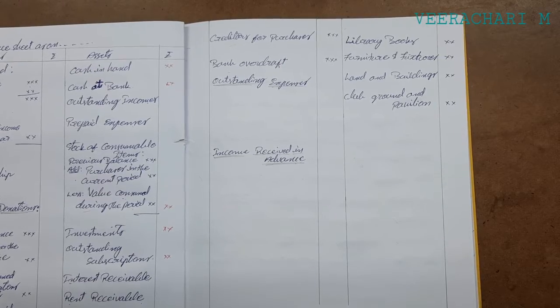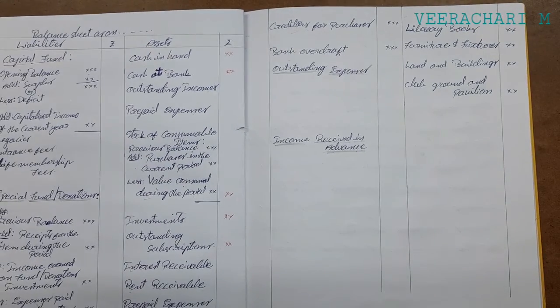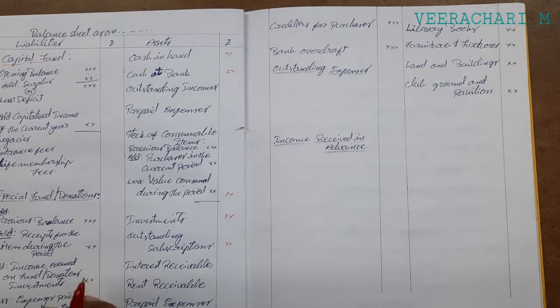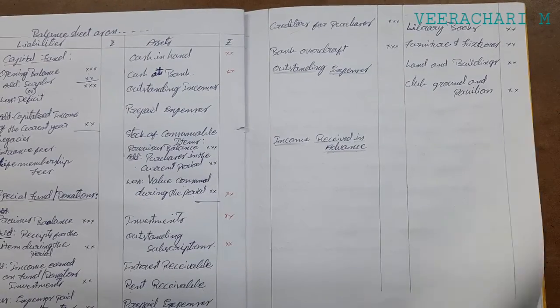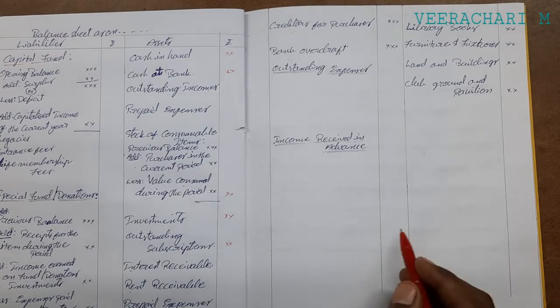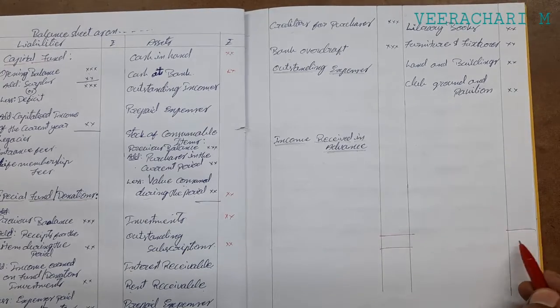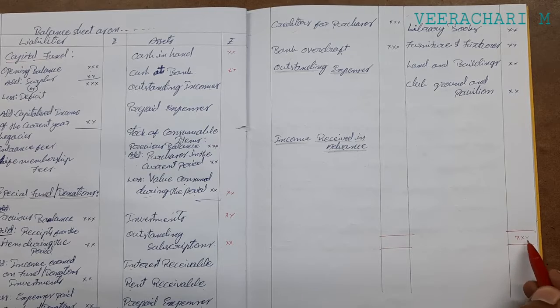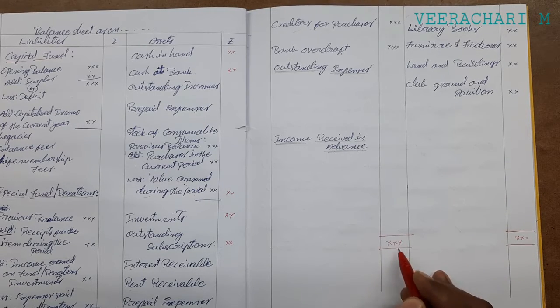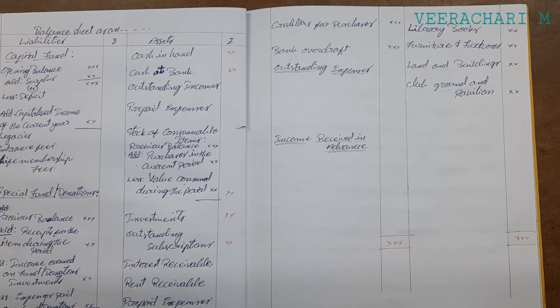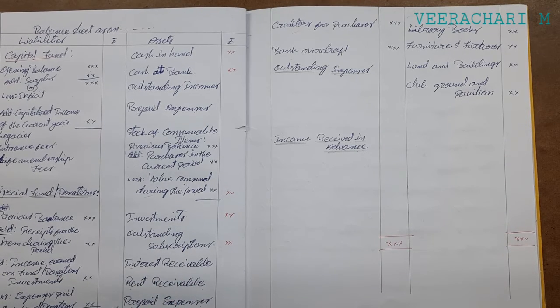So there is the income and expenditure account, the receipts and payment account, and the balance sheet. These are only the important ones. Finally, the balance sheet should be tallied. It should be equal, that is, liabilities and assets should be equal. This is the balance sheet, and it shows the financial position of that non-trading concern business.